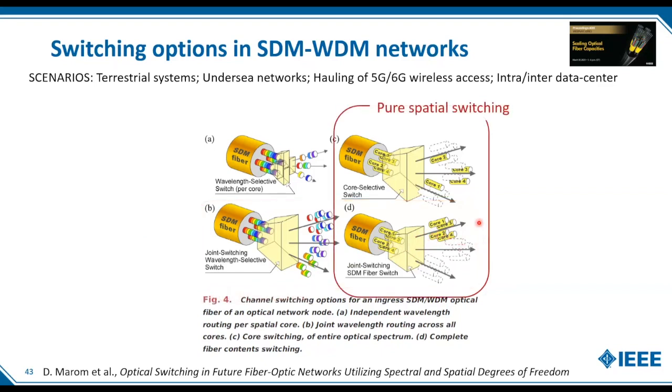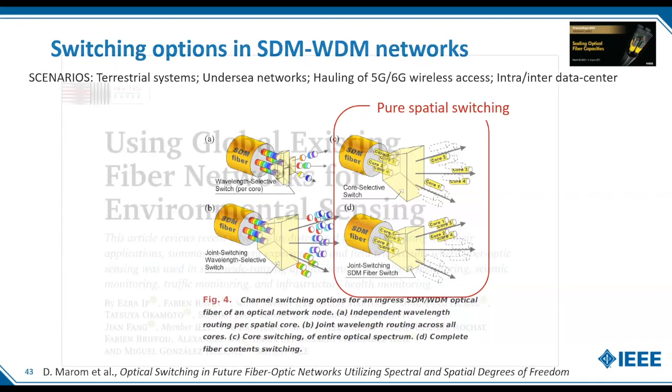In general, the authors point out that pure spatial switching is an interesting solution for future networks where most likely most of the capacity comes from the spatial dimension, and therefore frequency selective switching may not be necessary.